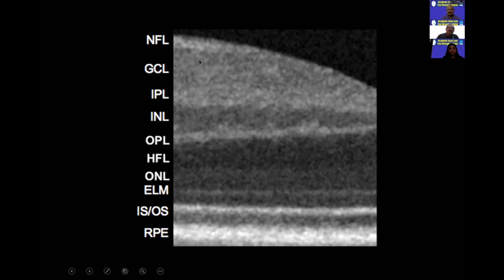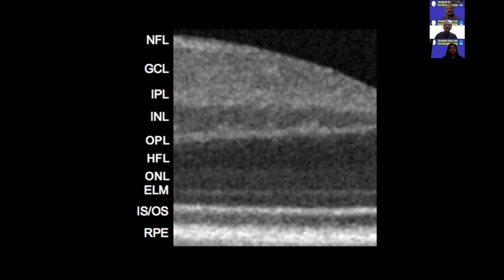So any layer which is a membrane will appear hyperreflective, and the layers where there are cells and nuclei will be hyporeflective. Where there is plexus, like the inner plexiform layer and outer plexiform layer, they will appear hyperreflective. So this is how a normal macular scan looks.